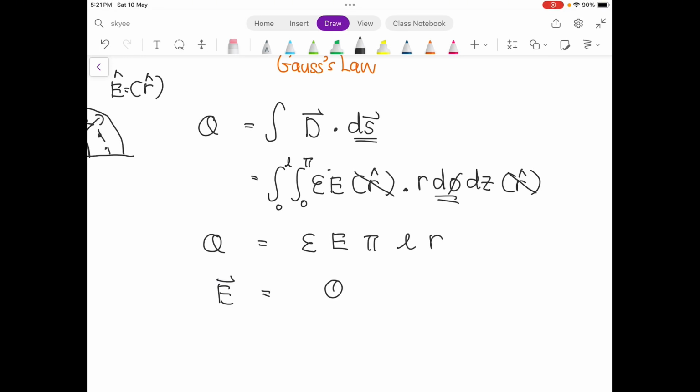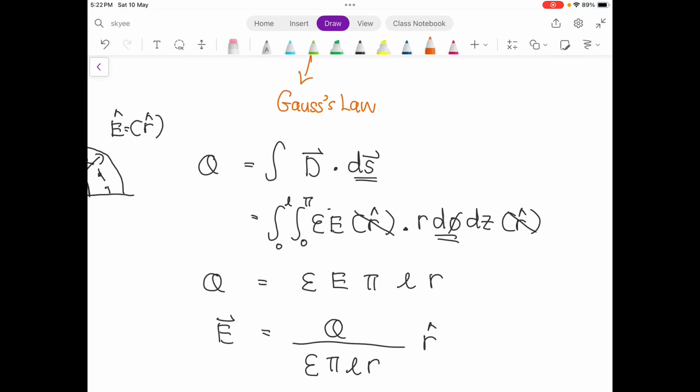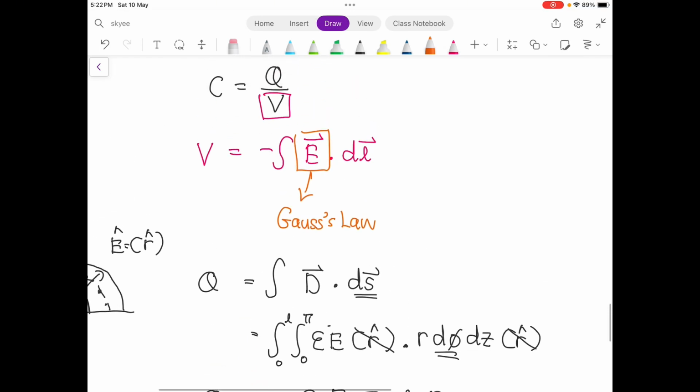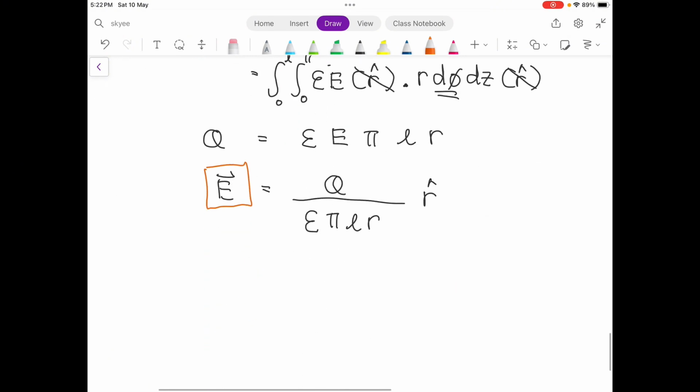So E is Q divided by epsilon pi L R, in the R direction. Now you have found the E, which can be replaced here. So we replace it into these equations.